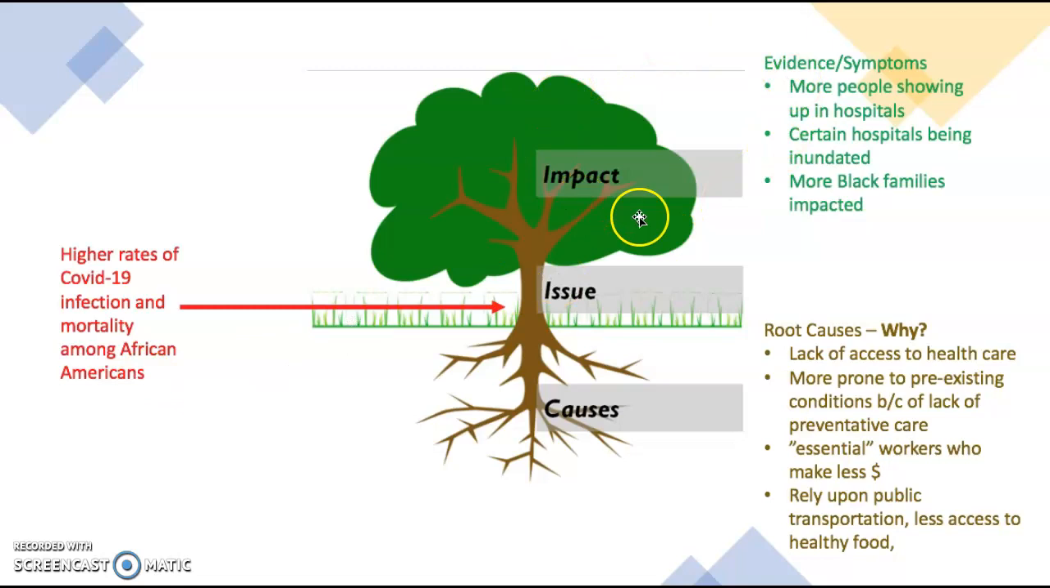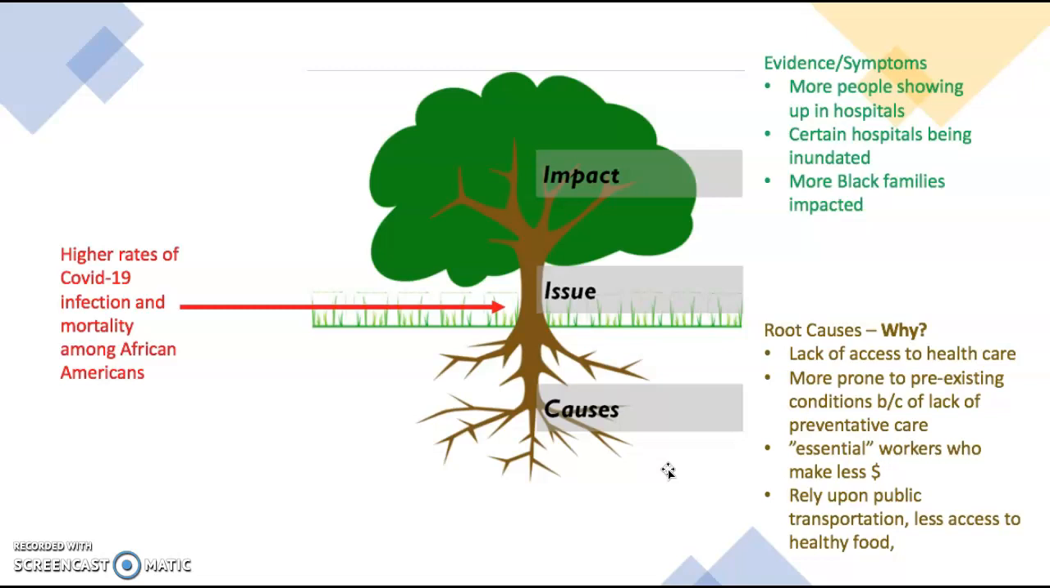So if we think about the work that happens above the surface in this problem tree, the work that we can see addressing the symptoms is direct service, or to use religious language, charity work. Justice is the work that happens below the surface when we start to ask questions about root causes. So again, thinking about why there might be higher rates of COVID-19 infection among African Americans, we can start to name some of the reasons that might be the case.